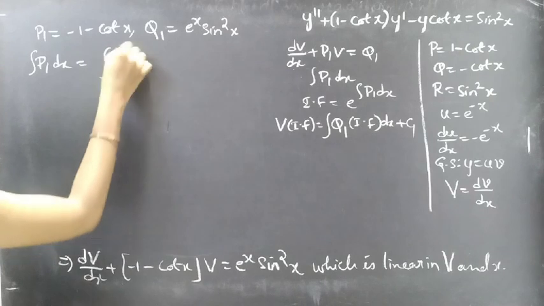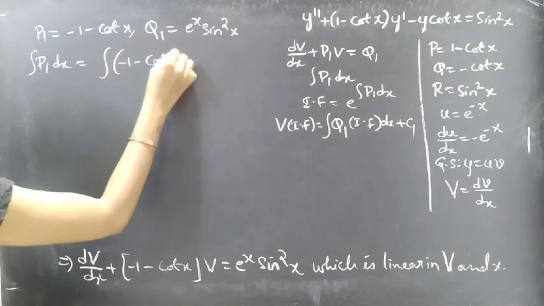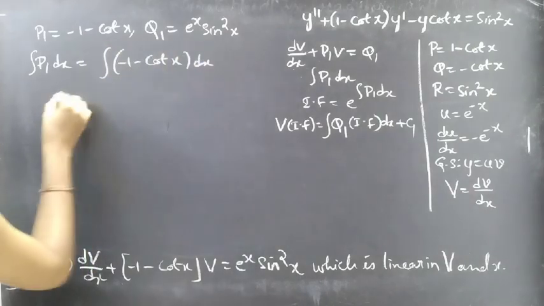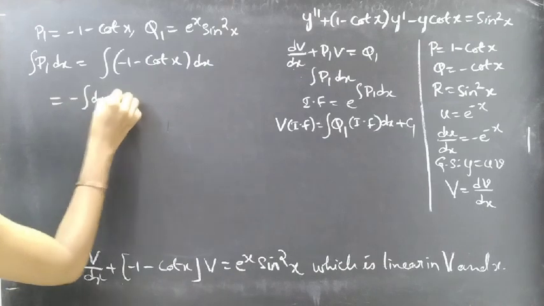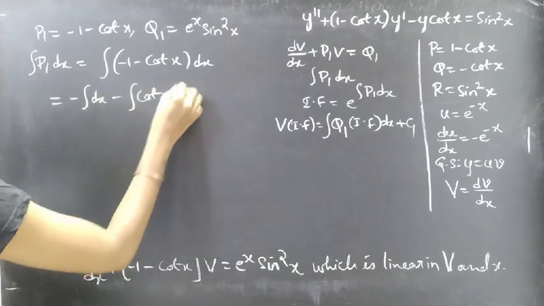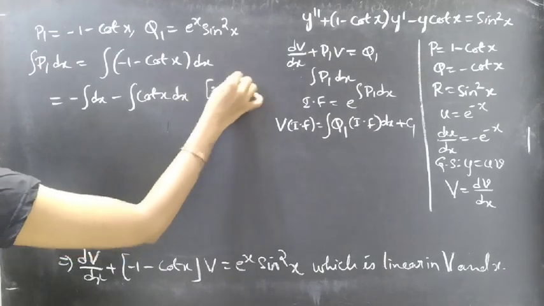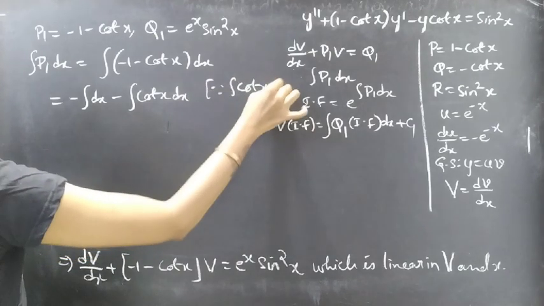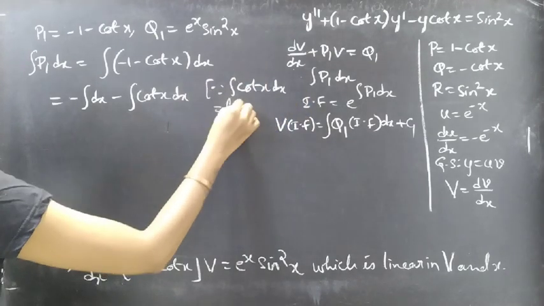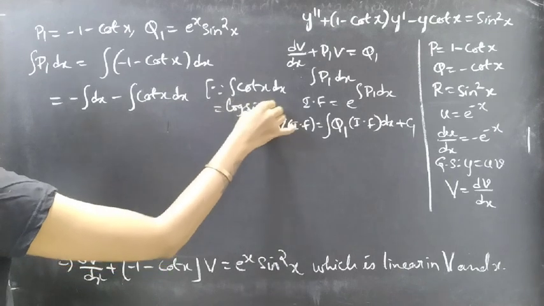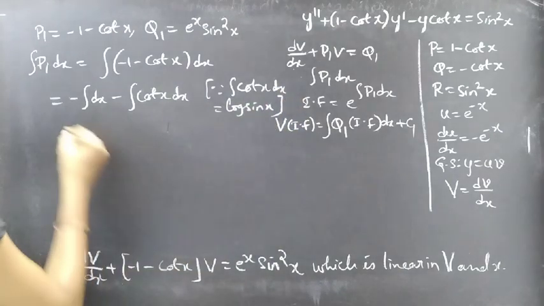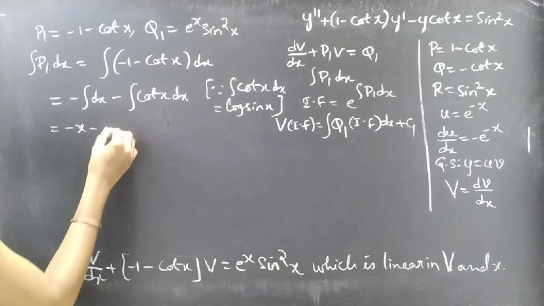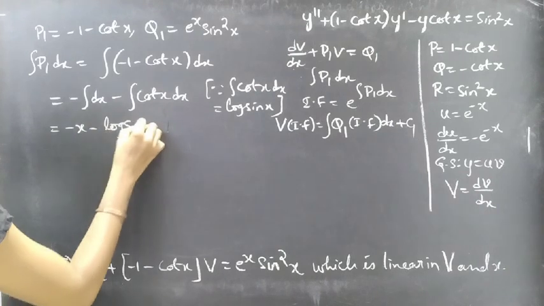This equals integral of minus 1 minus cot x dx, which equals minus integral dx minus integral cot x dx, since integral cot x dx equals log sin x or log mod sin x. So you'll get minus x minus log sin x.